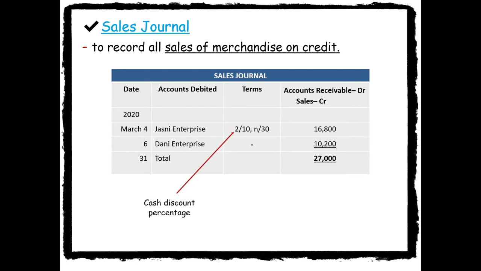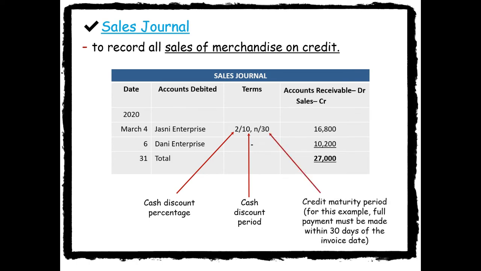For example, the figure 2 means 2% of cash discount would be given to the debtor if payment is made within discount period. The figure 10 indicates discount period. Cash discount would be given only if debtor makes payment within discount period of 10 days. The figure 30 indicates credit maturity period. For this example, full payment must be made within 30 days of the invoice date.